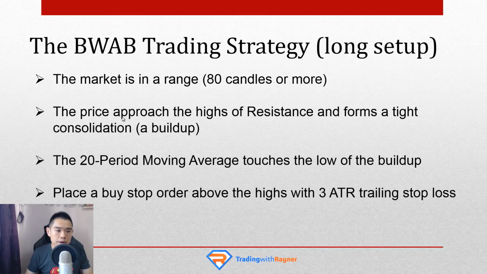Number two, the price then approaches the highs of resistance and forms a tight consolidation, otherwise known as a build up. This is what I'm looking for, a tight build up at the highs of resistance. Number three, I want the 20 period moving average to touch the lows of the build up to signal to me that the market is about to make a move higher. And number four, I place a buy stop order above the highs with a 3 ATR trailing stop loss. If you don't understand all these technical terms, don't worry, I'll share with you a ton of charts and examples, cherry picked ones, okay? I cherry pick them because it's much easier to illustrate those examples so you understand what this means.